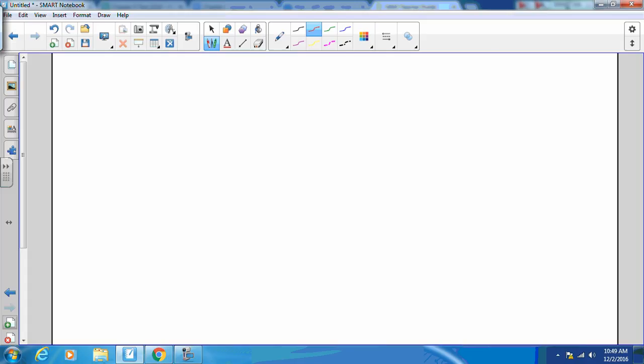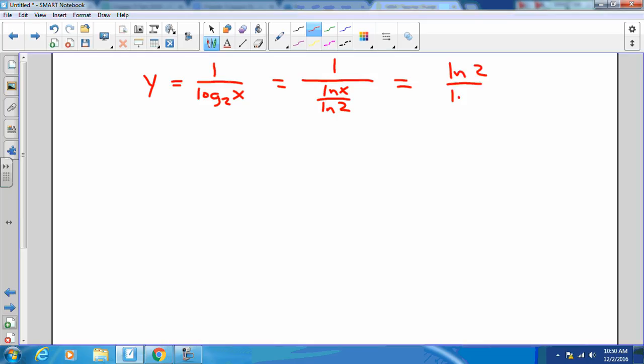Pick one. Number 24. Y equals 1 over log 2 x. Okay. So here, if I pull off a little bit of the change of base, then division is multiplying by the reciprocal. So what I get is ln 2 over ln x. So far, that's for y.